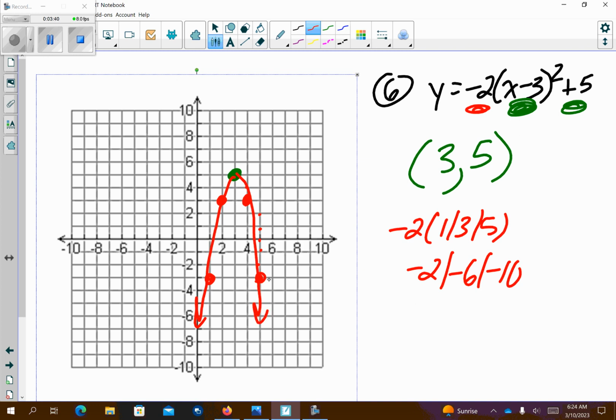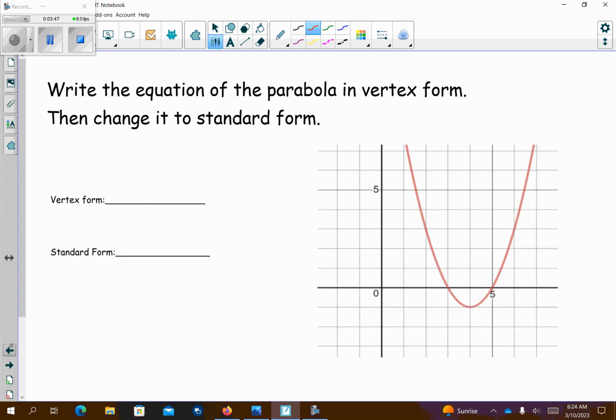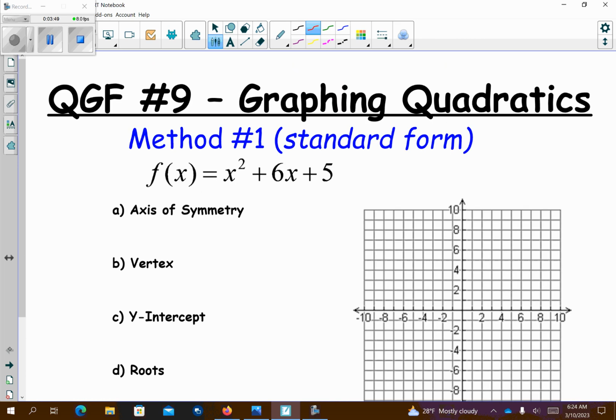Okay, that takes care of the homework. I need you to go to page 109 in your book, page 109. All right, so we're going to go review the 3 different ways that we have graphed. This is standard form. This is the first one we had done.